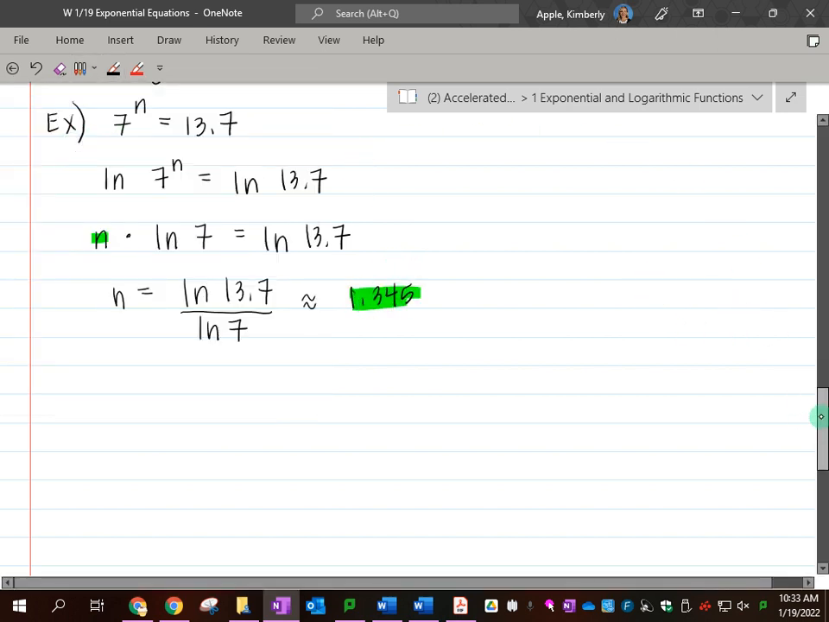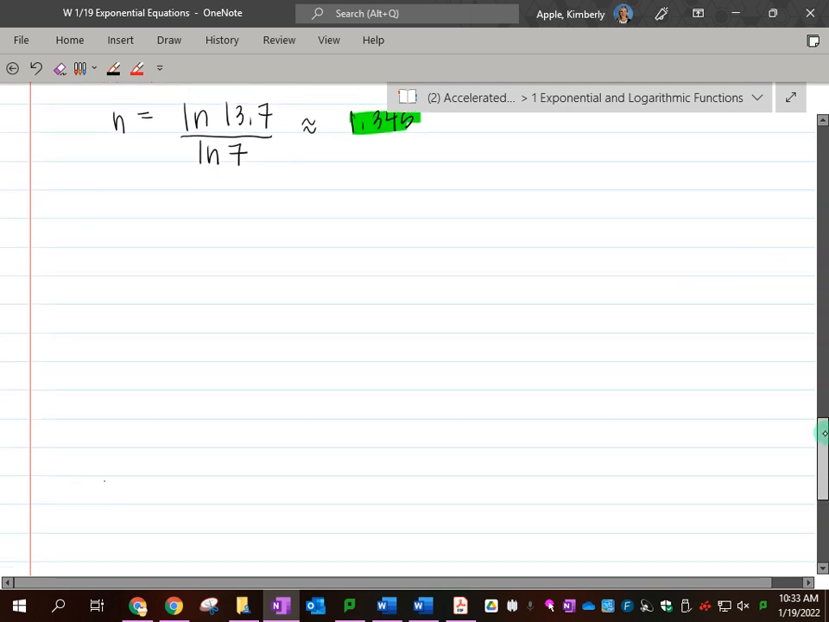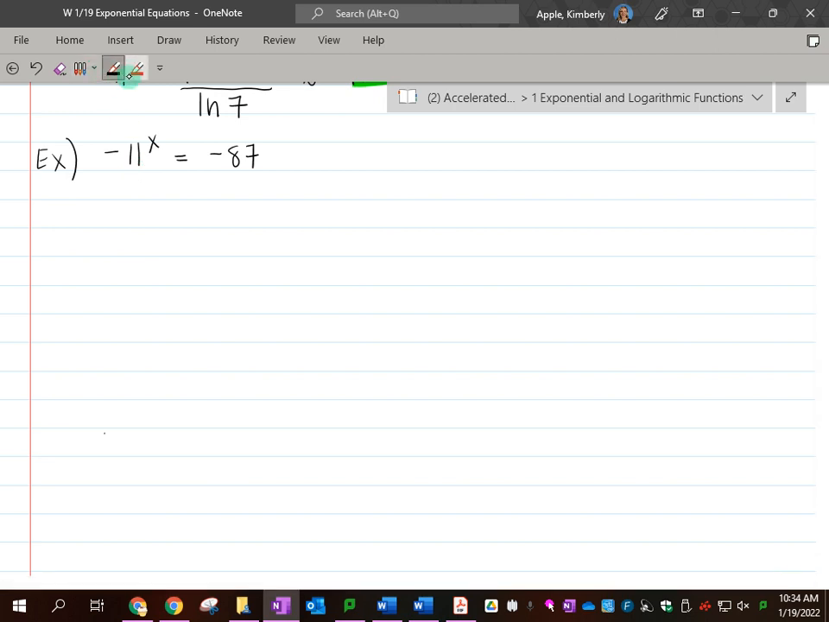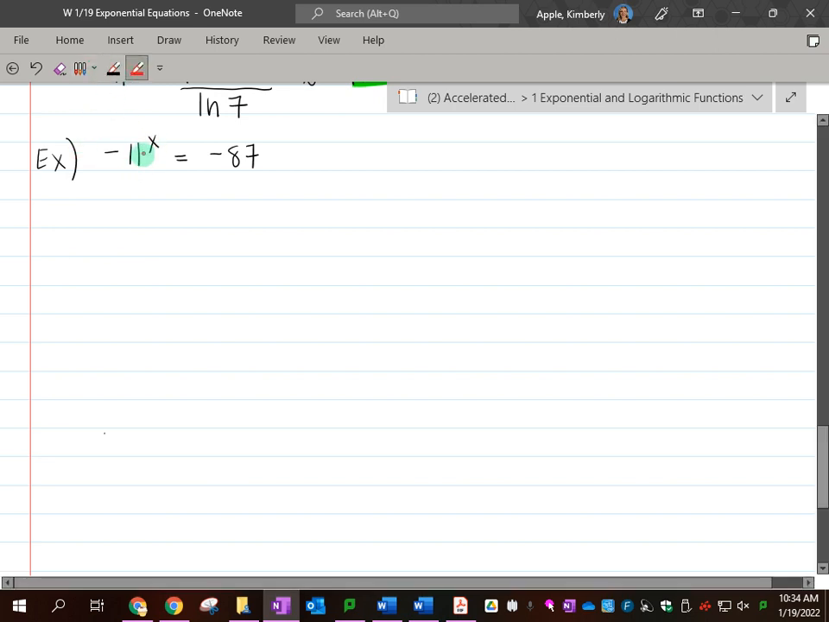Let's do another one. Questions so far? All right. Let's do another one. Let's do negative 11 to the x equals negative 87. So one quick side note, I need you to know how to read this, because what this is not is negative 11 raised to the x.